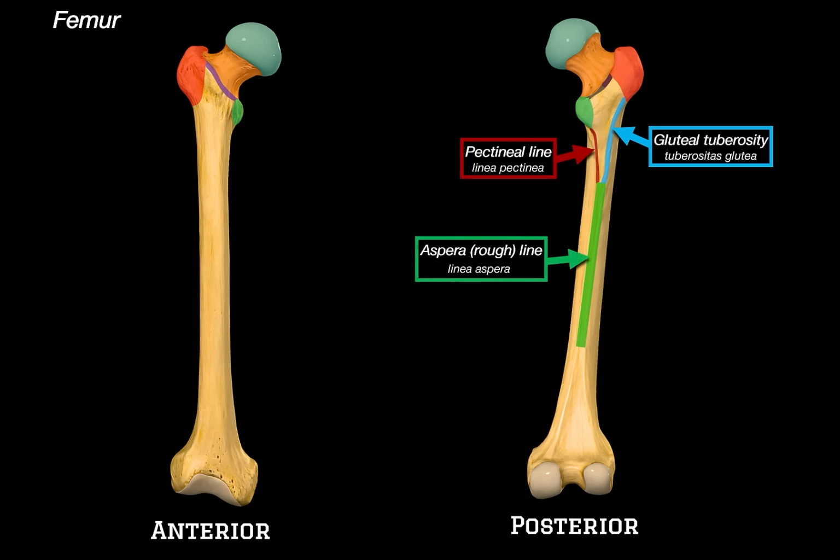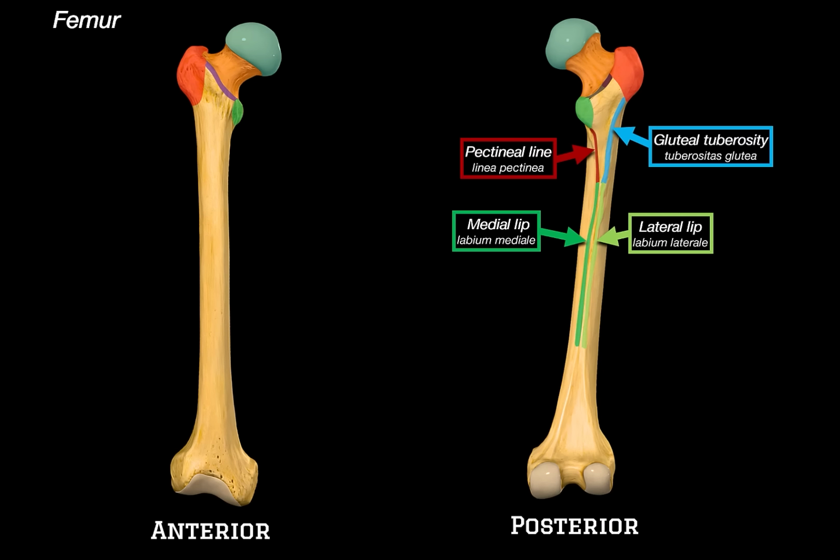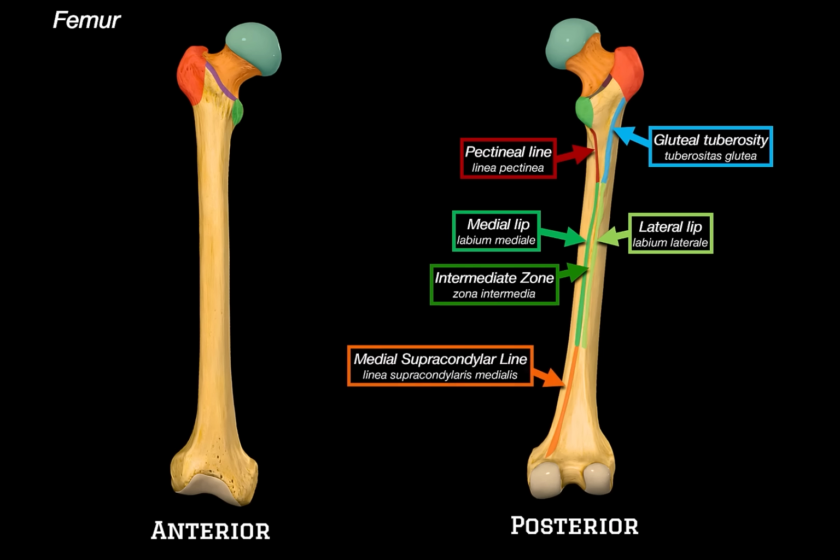Running down the posterior shaft is a long, rough ridge called the linea aspera, and it is made up of the medial lip, a lateral lip, and an intermediate zone in between. As we reach the lower third of the femur, the linea aspera splits into two ridges, the medial and the lateral supracondylar lines.